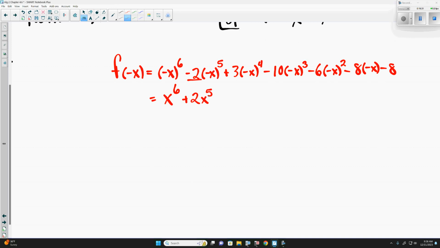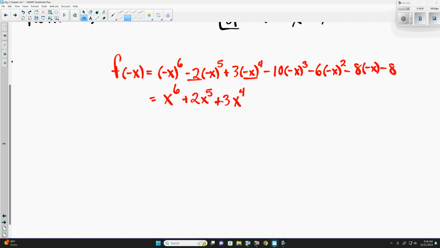If we look at the next one, the negative x to the 4th power is even, so that negative is going to become a positive. Positive 3 times positive x to the 4th is just plus 3x to the 4th.